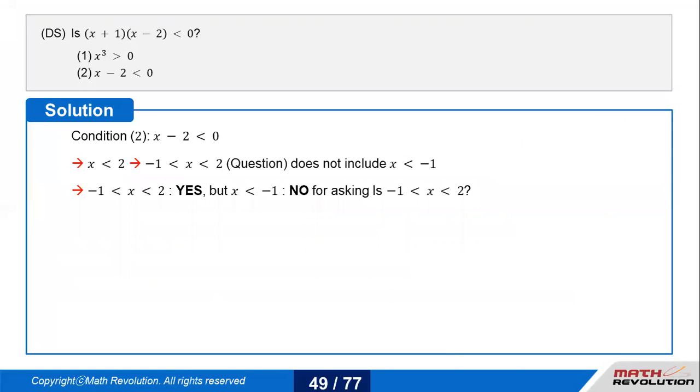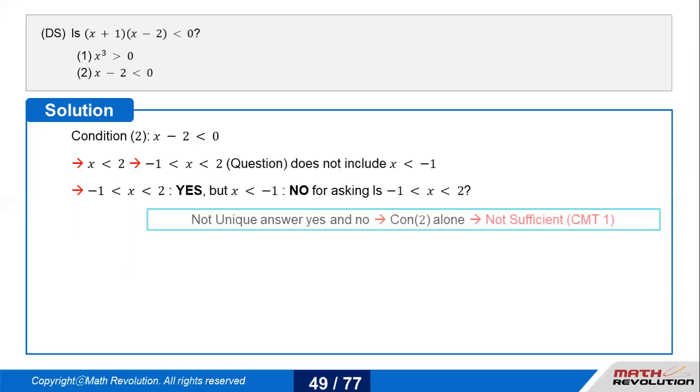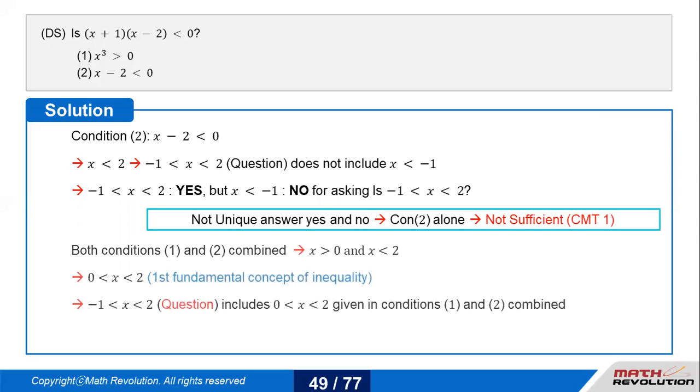If we say x minus 2 is less than 0, that means x is less than 2. Now my question is, -1 is less than x less than 2. So it still does not include x is less than -1. It says x is less than 2, but it does not include x is less than -1. So this again is not unique.